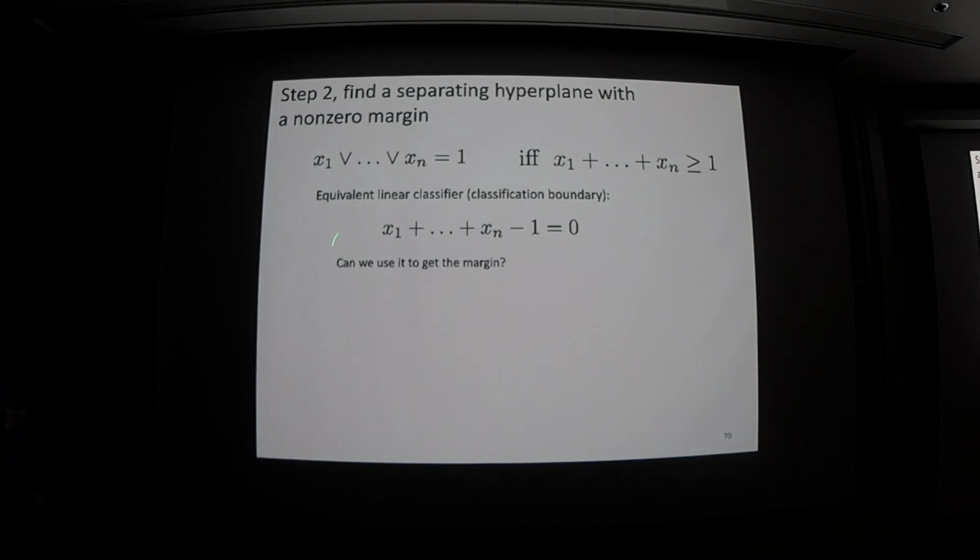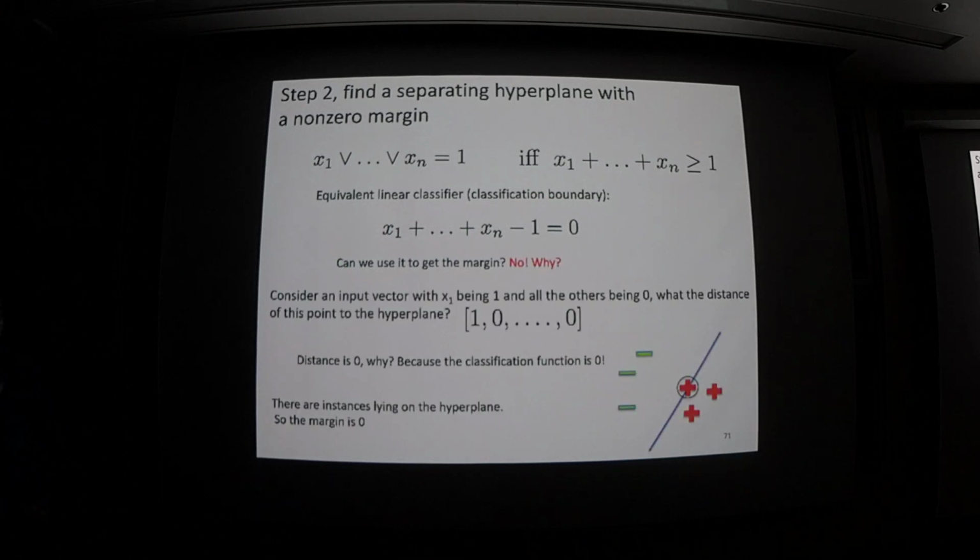That means we cannot directly use that, right? It's as long as one element in these n variables is 1, this equation is 0, right? That means I'm just lying on this hyperplane. So the margin is simply 0. The minimum distance is now 0, right?